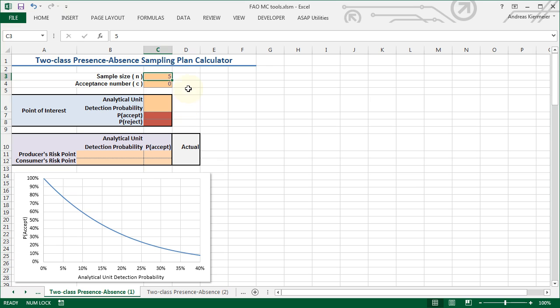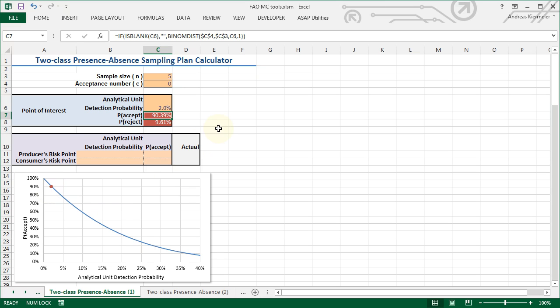For example, consider this sampling plane with sample size n equals 5 and acceptance number c equals 0. If we are interested in a detection probability of, let's say, 2%, which is an estimate of the prevalence of contamination in the lot, then we would accept more than 90% of such lots. The corresponding point is also shown on the OC curve down here.